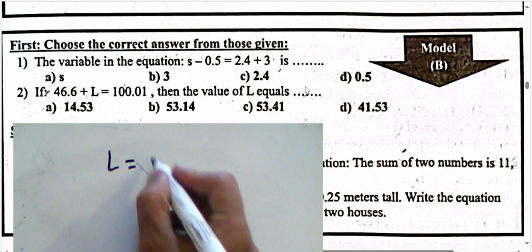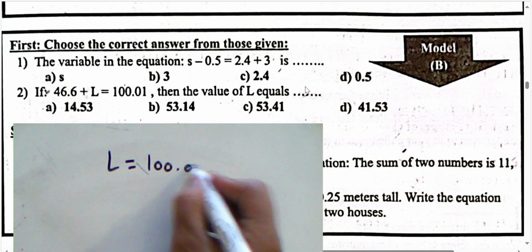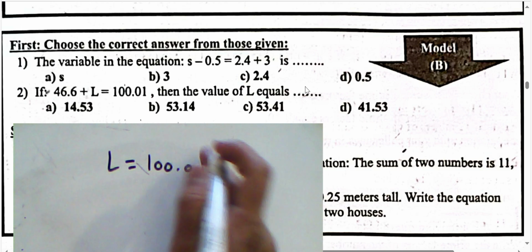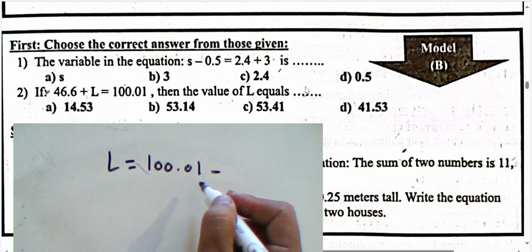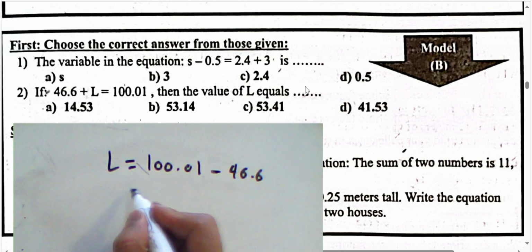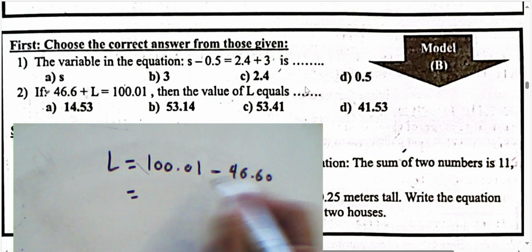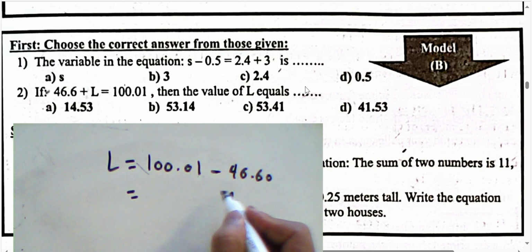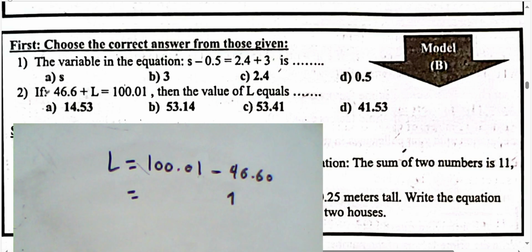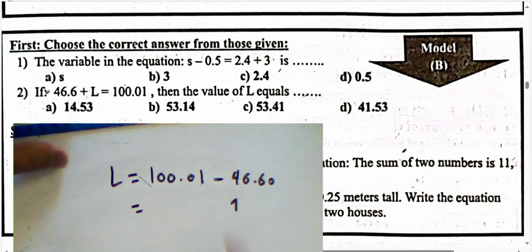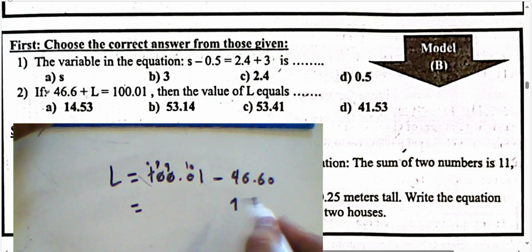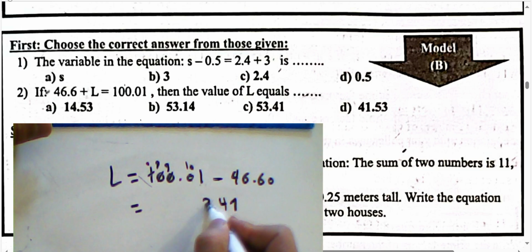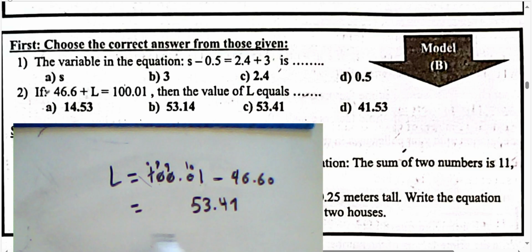L equal, we can write 100.01 subtract 46 and 6 tenths. We must put 0 here to find the difference. 1 minus 0, 1, and 0 minus 6 we can't do. Put 1, it will be 0. 10 minus 1, 9. It will be 10. 10 minus 6 equal 4. 9 minus 6 equal 3. 9 minus 4 equal 5. Then we have 53 and 41 hundredths.